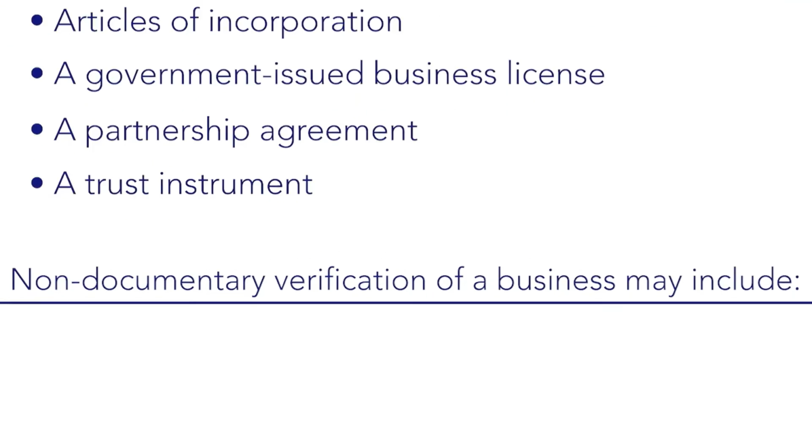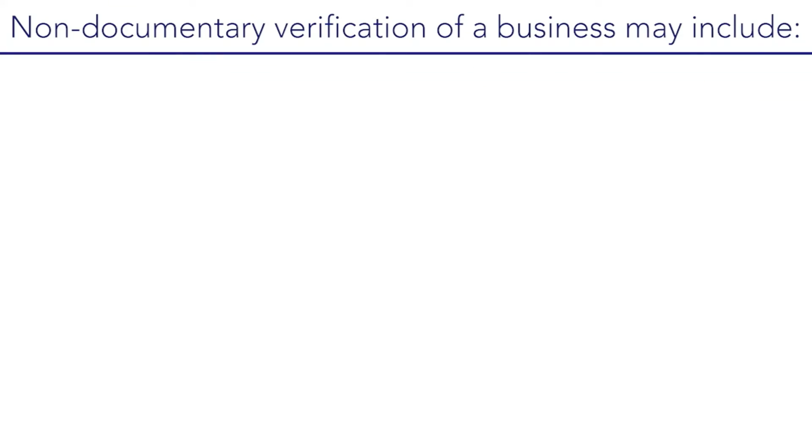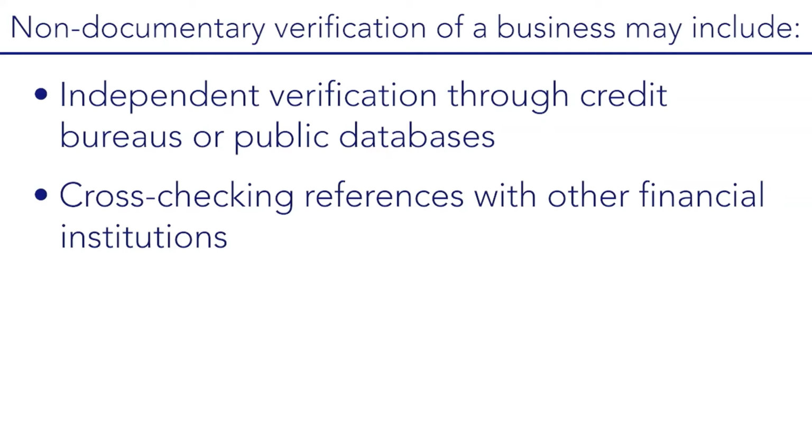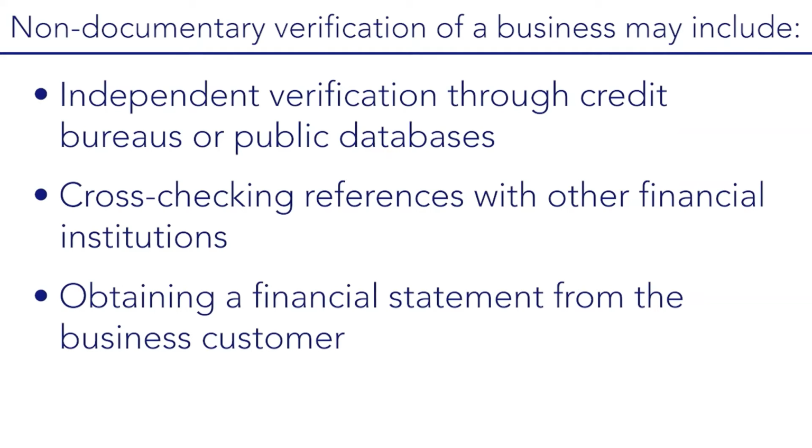Non-documentary verification methods are much the same as they are for the individual, and can include such procedures as independently verifying information through credit bureaus or public databases, checking references with other financial institutions, or obtaining a financial statement from the business customer. If these verification methods are insufficient to verify the business customer's true identity, the CIP may require you to obtain information about individuals with authority or control over the account, including signatories.